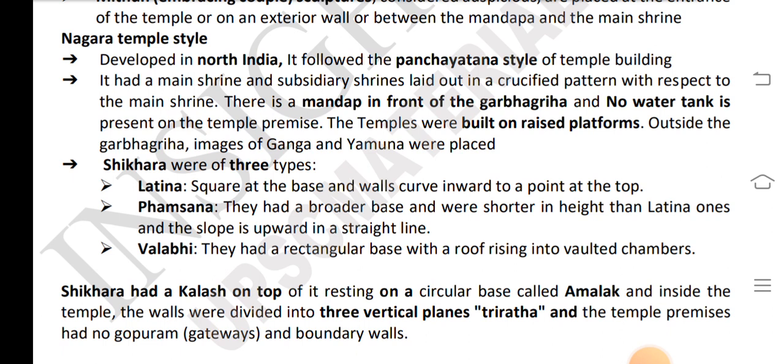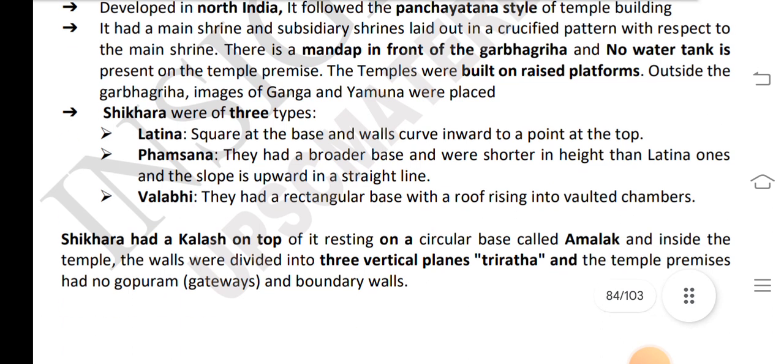Nagara temple style developed in North India, and it followed the Panchayatana style of temple building. It had the main shrine and subordinate shrines laid out in a crucified pattern with respect to the main shrine. There is a mandapa in front of the Garbhagriha, and no water tank is present in the temple premises. The temples were built on raised platforms, and outside the Garbhagriha, images of Ganga and Yamuna are placed.